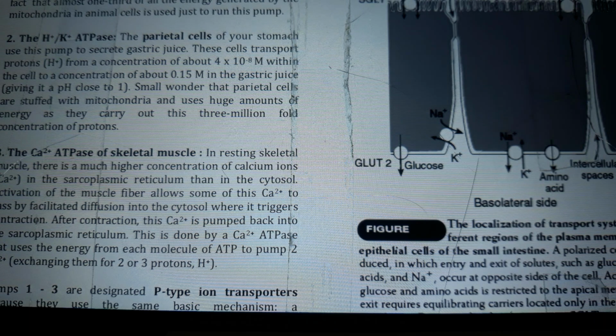2. The hydrogen-potassium ATPase. The parietal cells of your stomach use this pump to secrete gastric juice. These cells transport protons, H+, from a concentration of about 4 × 10^-8 M within the cell to a concentration of about 0.15 M in the gastric juice, giving it a pH close to 1. Small wonder that parietal cells are stuffed with mitochondria and use huge amounts of energy as they carry around this 3 million-fold concentration of protons.